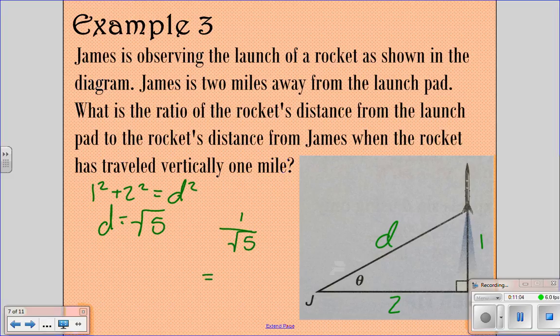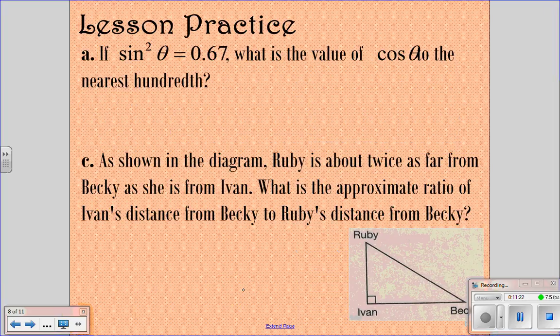And so if you multiply that by the square root of 5 over the square root of 5 to rationalize it, you get the square root of 5 over 5. And so that would be the ratio of the distances they ask for. Okay, so now we're going to look at some practice problems.